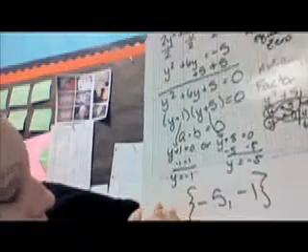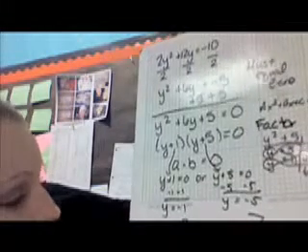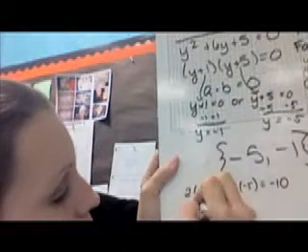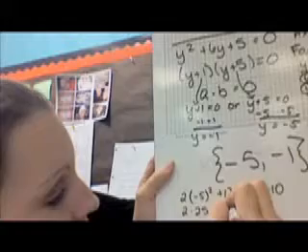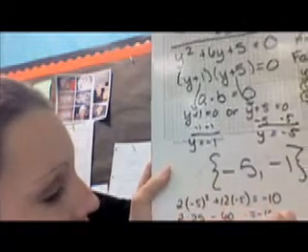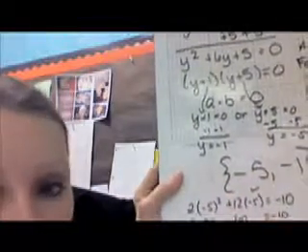If you want to check it, I go back to the original problem, 2y squared plus 12y is equal to -10. So I want to see if that works for -5. That's 2 times 25 minus 60. Does that equal -10? And 50 minus 60 does equal -10. So that is a possible answer.